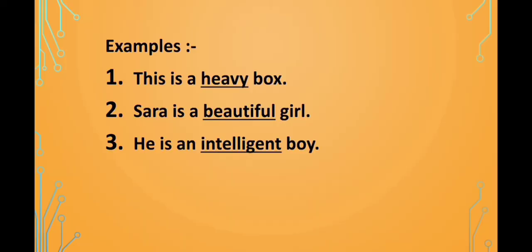Let's see some examples. This is a heavy box. Sarah is a beautiful girl. He is an intelligent boy. So words like heavy, beautiful, intelligent are adjectives in the given examples, as they are describing the characteristics of a noun and also answering the question what kind of.